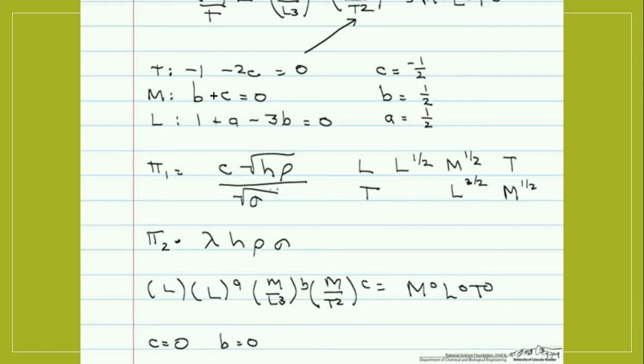Our pi two, therefore, is lambda over H. And we write this as C, the square root of H times rho, divided by the square root of sigma, equals some function, that's what they use in the book, of lambda over H.